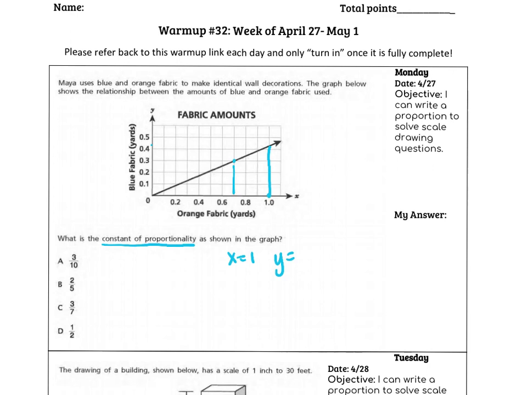So x would be 0.7 and y would be 0.3. So then just simplify that or find the fraction that matches that, which would be 3/7. So letter C.